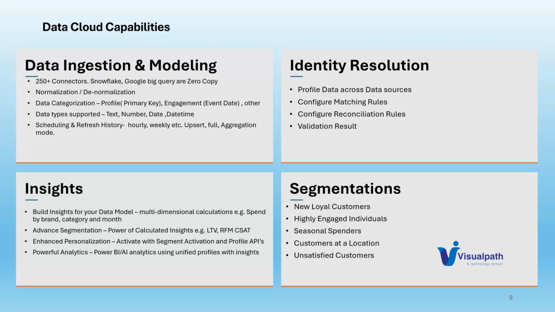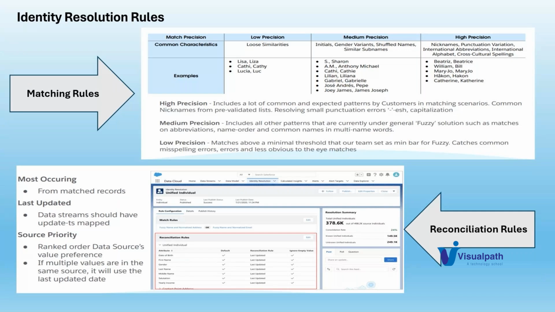And while writing identity resolution rules, you need to pass some field match criteria. Like when our records meet a certain criteria, create a unified profile. To write this match criteria, we have something called match rules, and we have reconciliation rules. Don't worry about what reconciliation rules and match rules are. We'll see when we write the actual identity resolution. But just understand this features part, what feature is doing what.